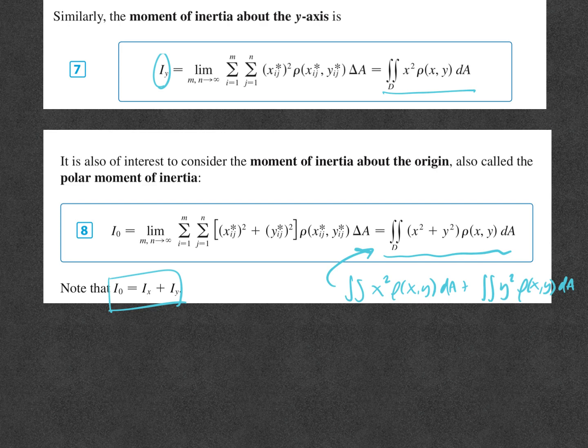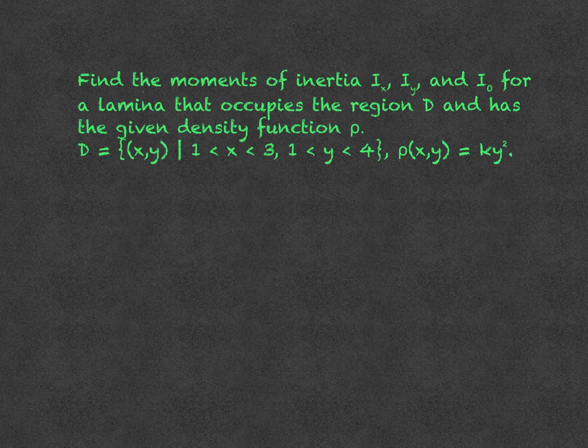And I know that in your homework you're asked to find the moment of inertia about the x-axis, about the y-axis, and about the origin. So when you find the x and the y, you can add them to get the origin if you remember that that's allowed. So let's look at one of these problems. All right, so in this one we get to find the moments of inertia. We're given a region D and a density function rho. So remember your moments of inertia from the screen before.